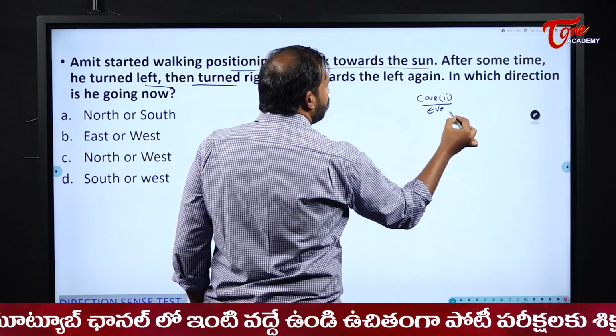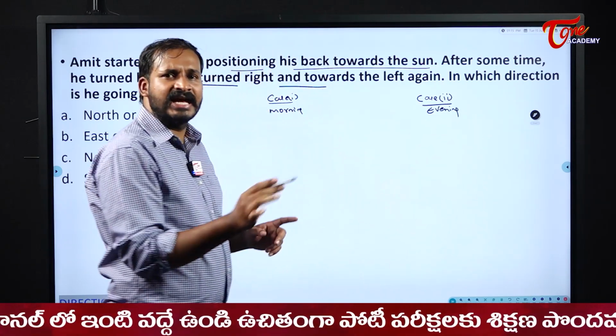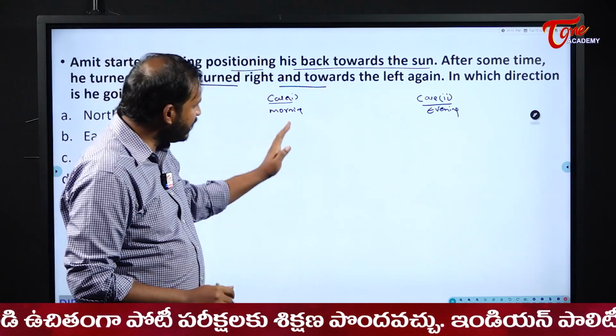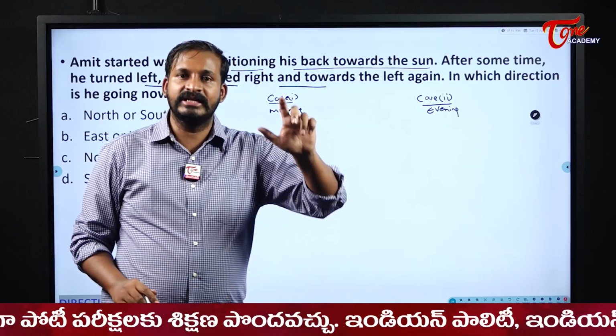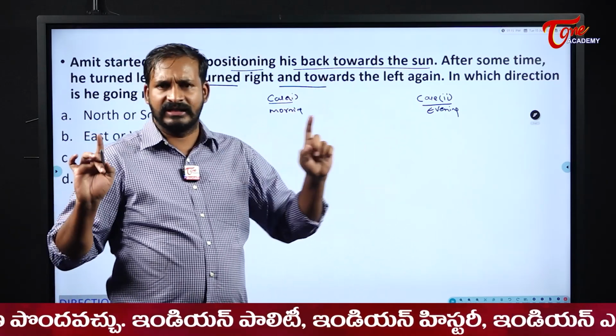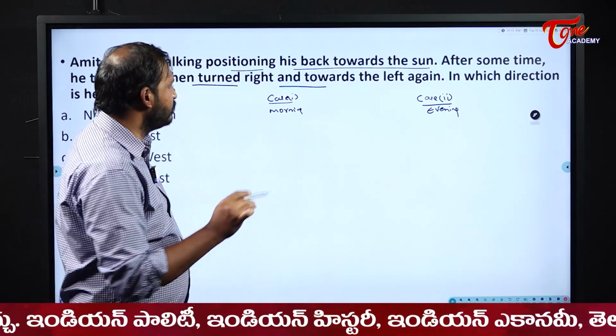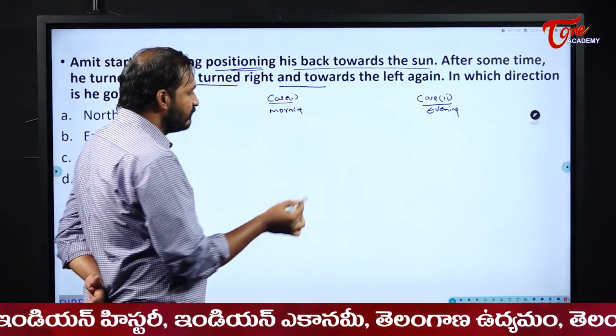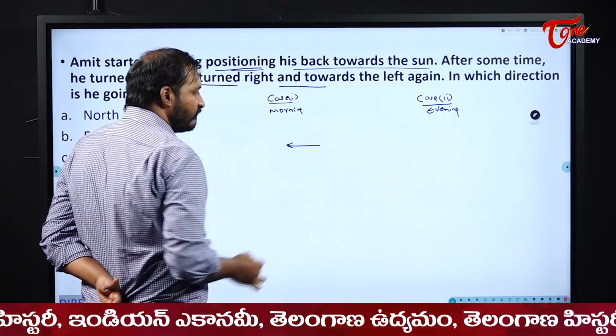Anyway, both are exactly opposite to each other, right? So if you find this answer or this answer, you will get one direction and the opposite will be there. So it is up to you. Find anyone, that is enough. Assume that it is in the morning and he is positioning his back towards the sun, means he is walking towards what? West.